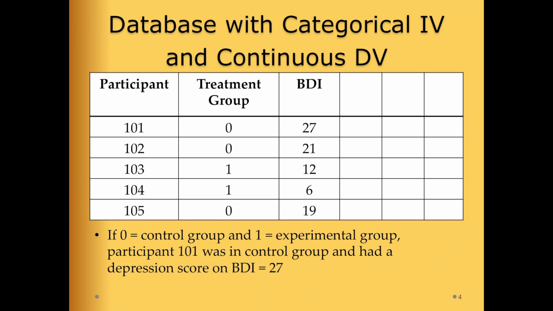Scores on the Beck Depression Inventory range from 0 to 63, with a higher score indicating more depression. In this study, participant 101 was in the control group and received a score of 27 on the Beck Depression Inventory at the end of the study. In contrast, participant 104 was in the treatment group and received a score of 6 on the Beck Depression Inventory.